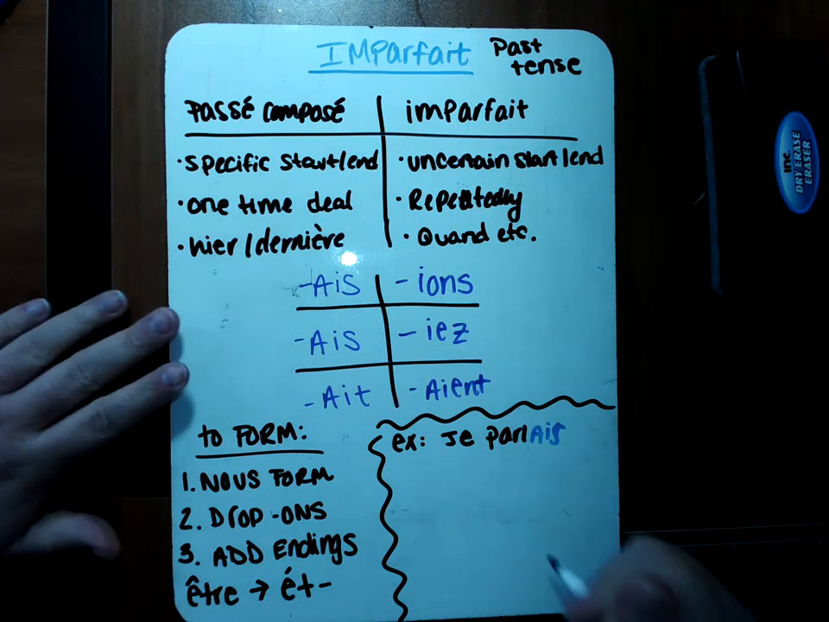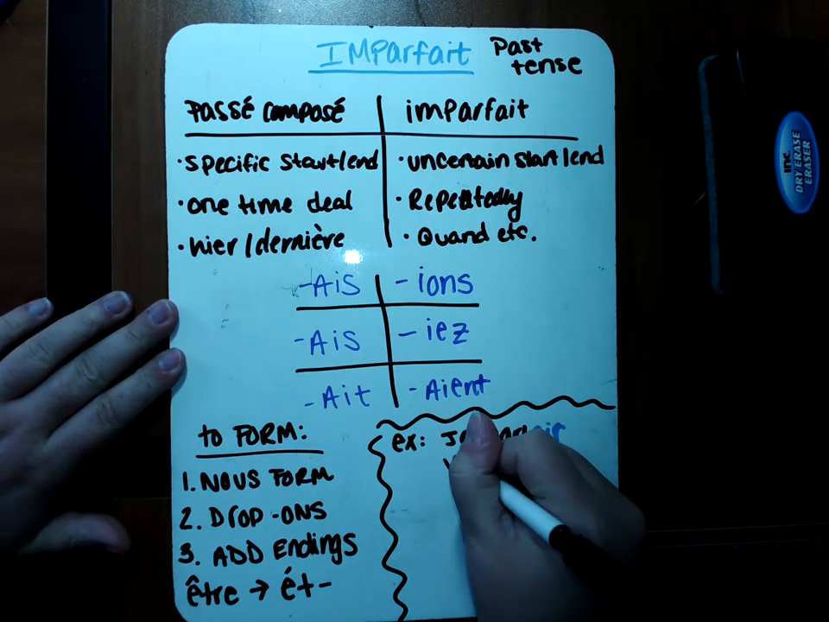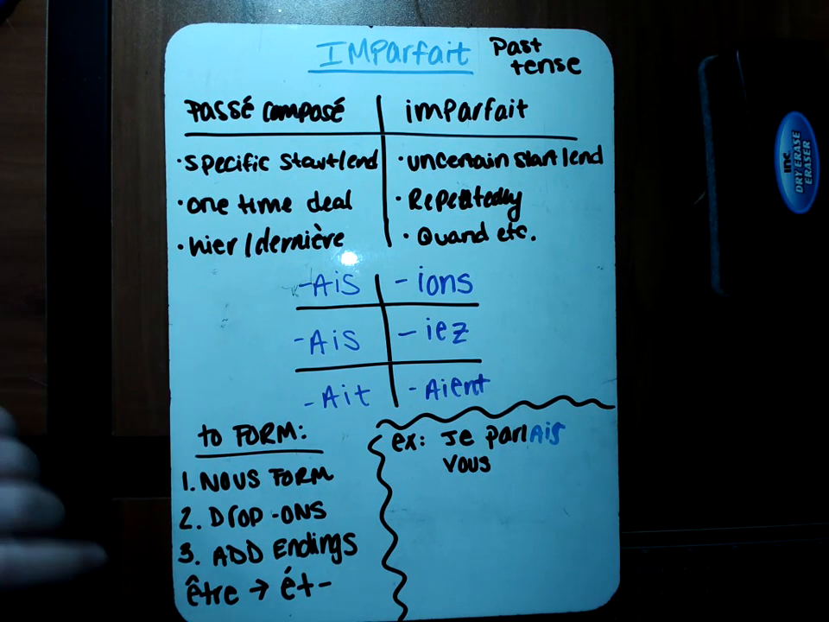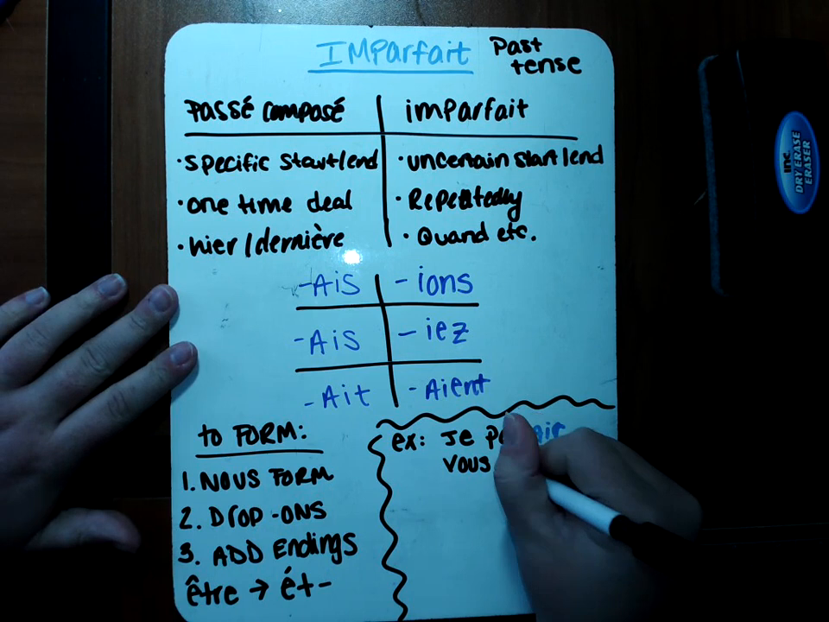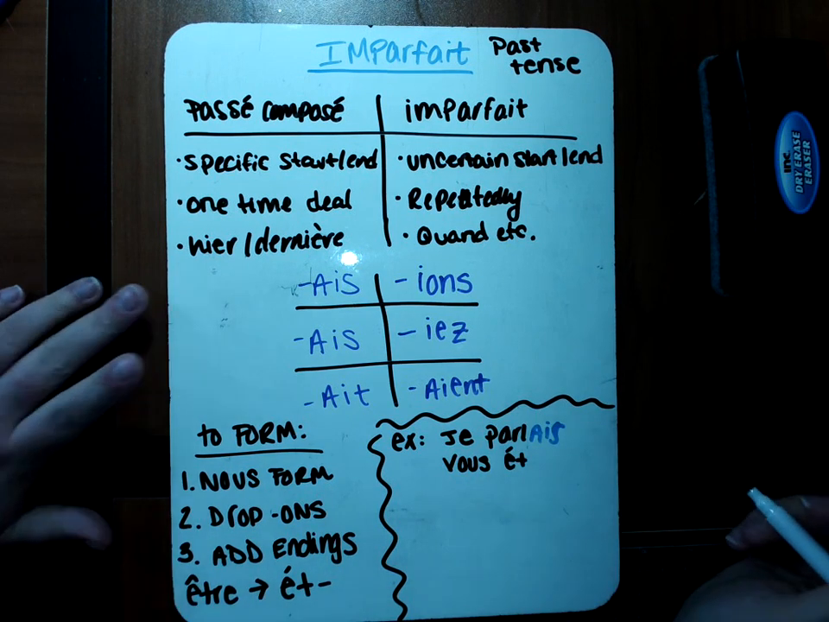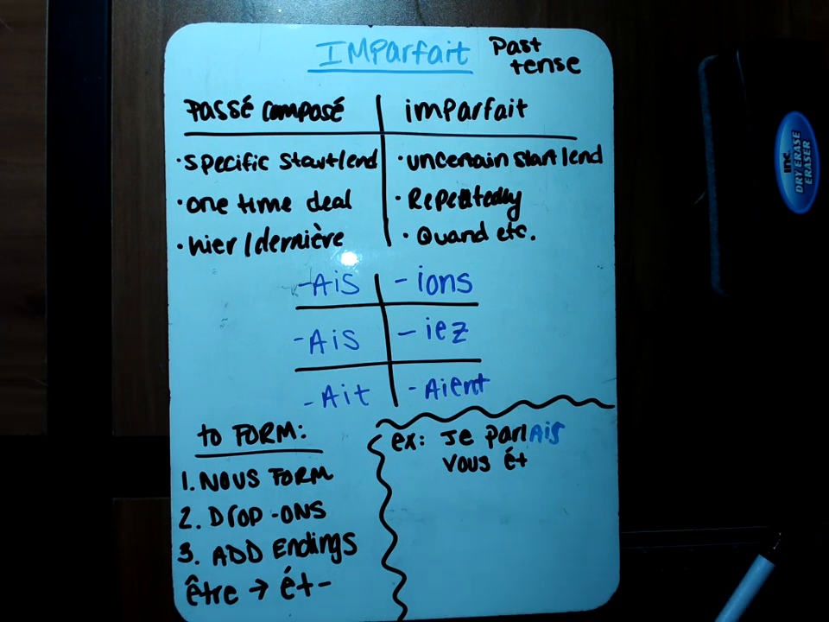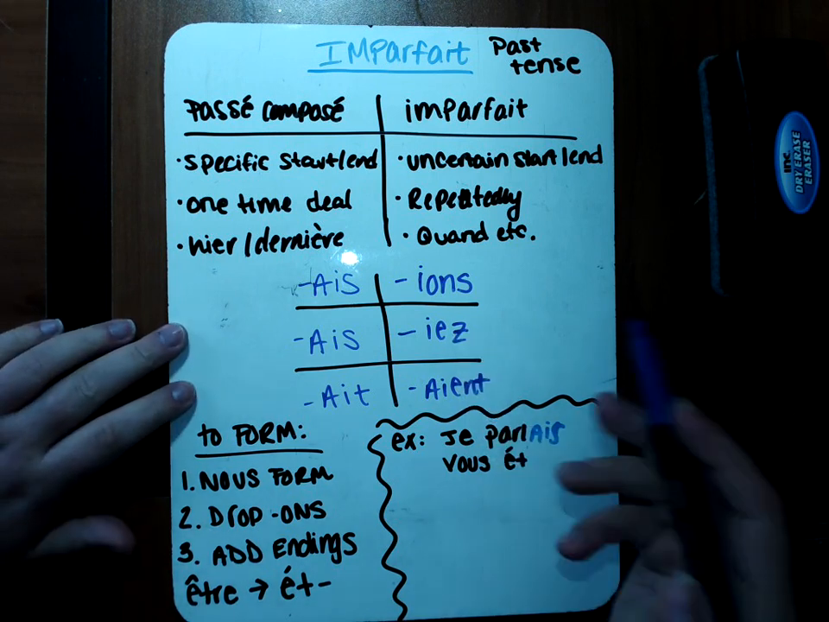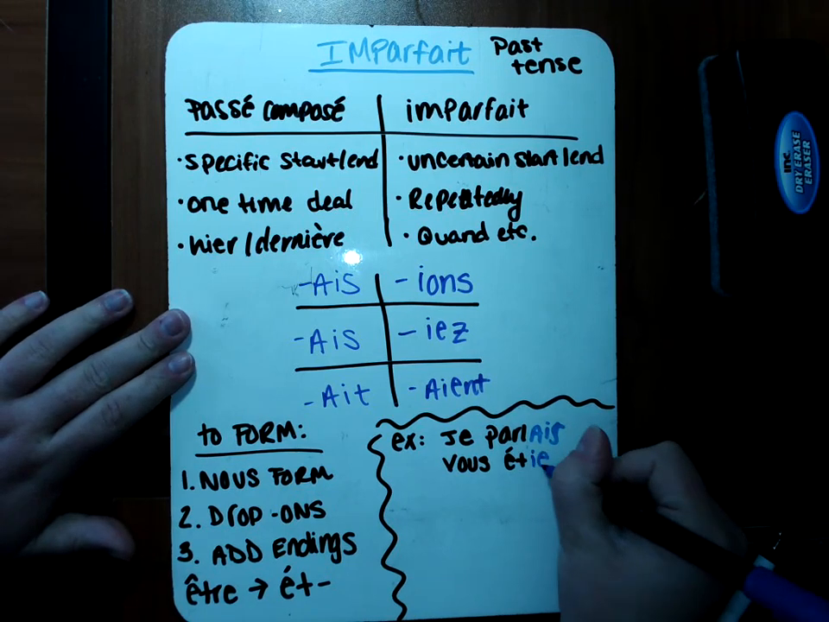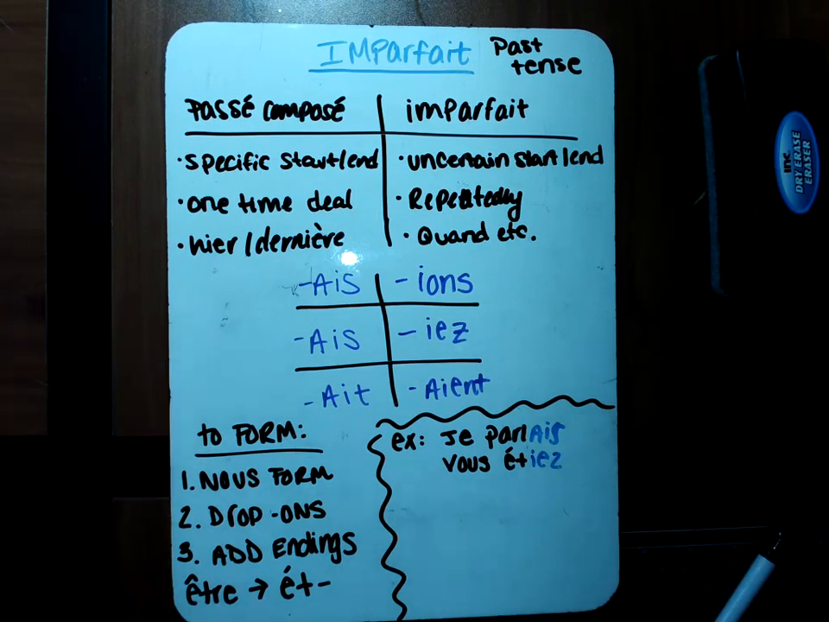All right, let's do another example. Let's do one with vous, and let's use être. We're going to take our stem, é with an accent aigu, and now I need to add on my new ending, which is IEZ. Vous étiez, so you had been, vous étiez.